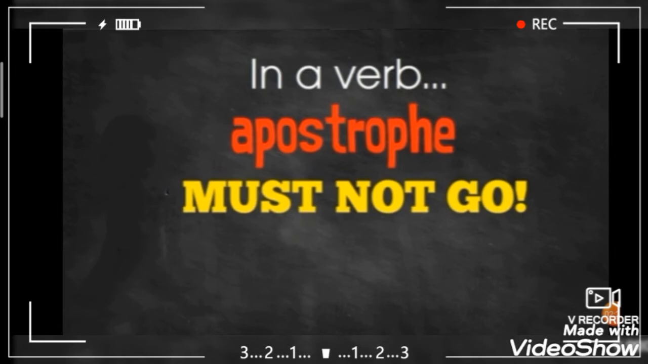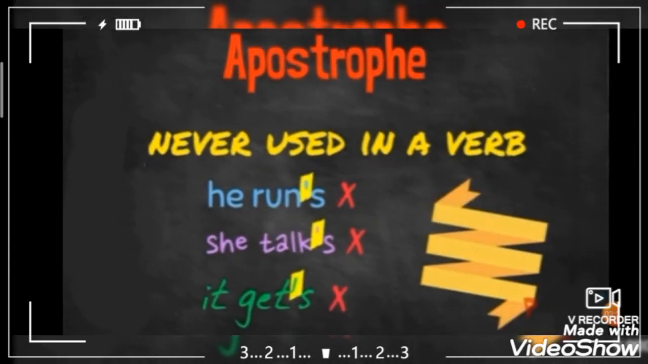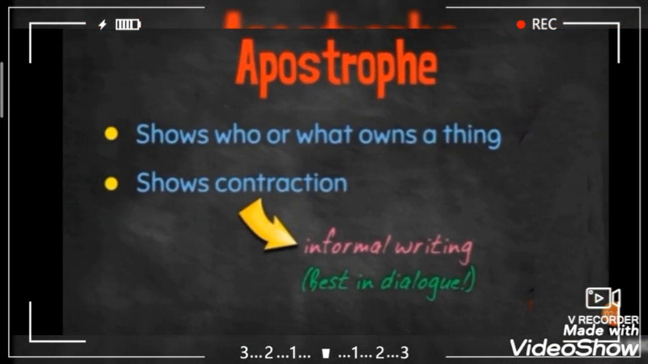In a verb, we must not use an apostrophe. Apostrophe is never used in a verb. He runs, she talks, it gets. Writing an apostrophe there is wrong. The apostrophe shows who or what owns things, and it shows contractions. These are the two rules: the first rule shows ownership and the second rule shows contractions.